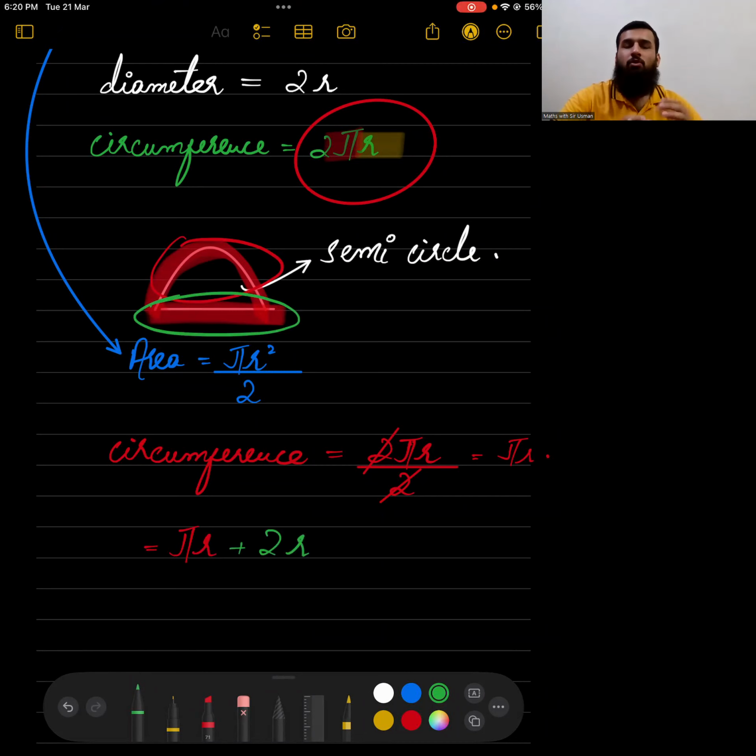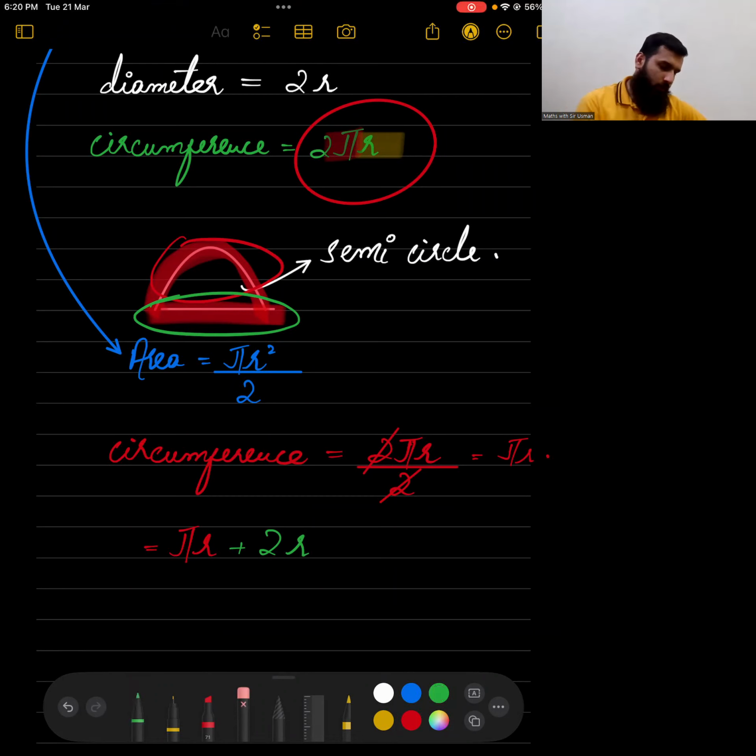So this is how you could figure out the perimeter, although it is not so important because it was last assessed only in 2011 May June. After that it hasn't been assessed so far. So you just need to have an idea of it. It's not a very important thing to remember.